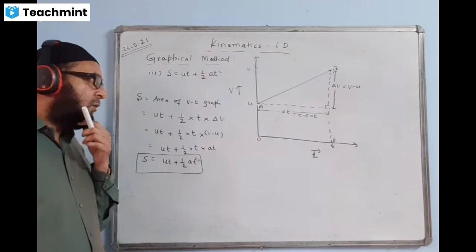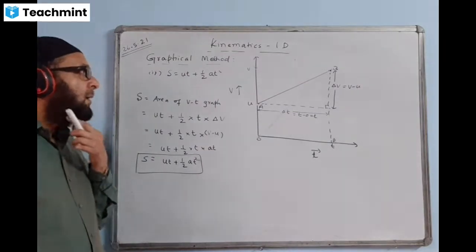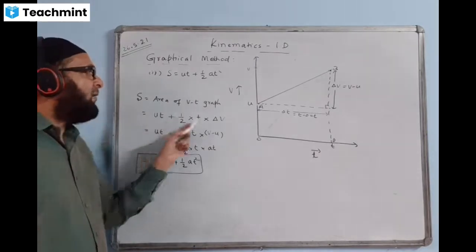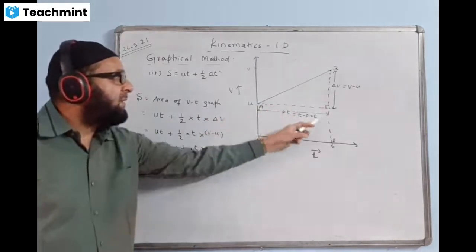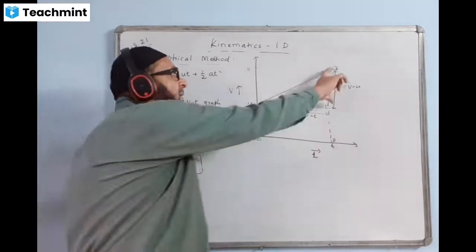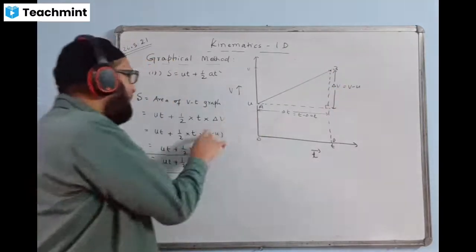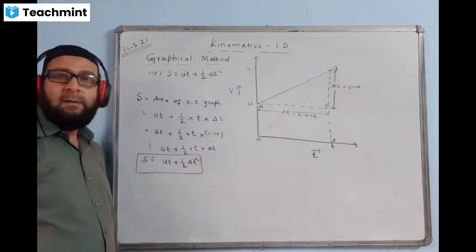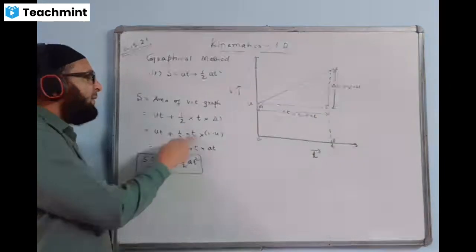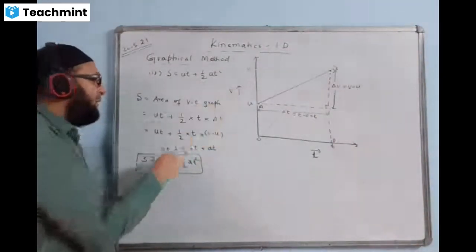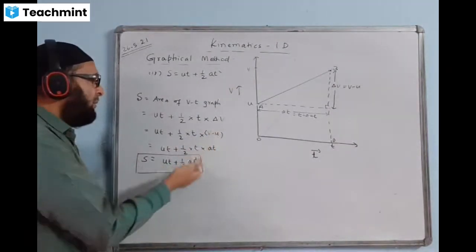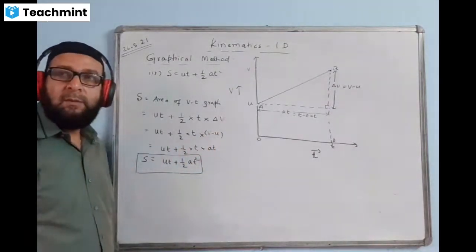Tell me if you have any doubts, you can ask me. Half base into height: what is the base here? T, into what is the height here? This is the height, the height of the triangle is this much. What is the value of delta V? We have delta V there. Understood now? Then UT keep as it is, half into T, delta V is V minus U. I have written that value. UT plus half T, V minus U is AT. AT into T becomes A T square. Very simple.